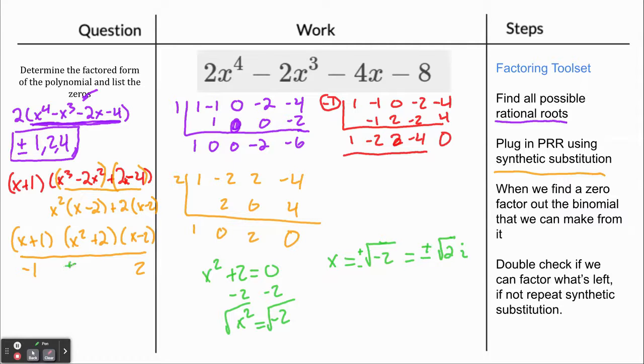So my final answer for the polynomial is x plus 1 times x squared plus 2 times x minus 2, and my zeros are negative 1, plus or minus the square root of 2 times i, and positive 2.